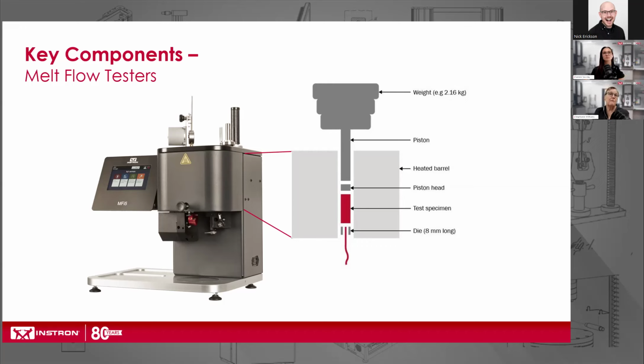This is the part where the extrudate comes through. That die will have a defined overall dimension, an overall length or height, and the diameter of the orifice in the die will also be defined. You also will need to have a means to apply the force to the material, the extrudate in the barrel, and that shall either be mass or you can use a load cell to apply the force.